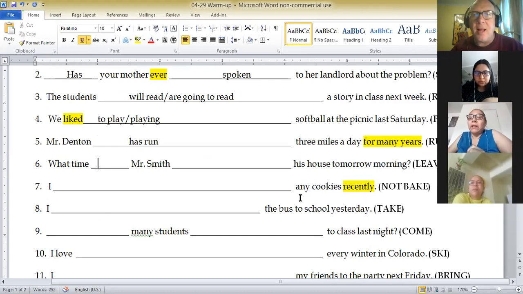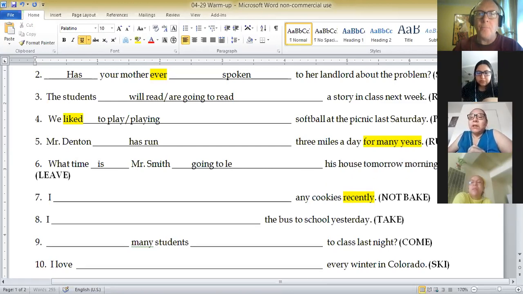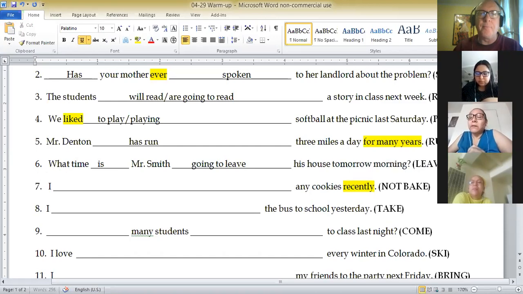All right. Now the next one says tomorrow morning. What time is Mr. Smith going to leave, or will he leave? What time is Mr. Smith going to leave tomorrow? Will he or is he going to? Both are fine.